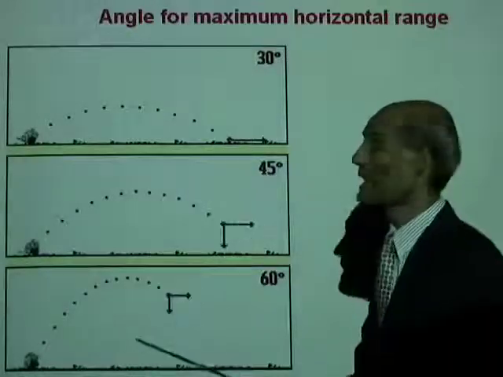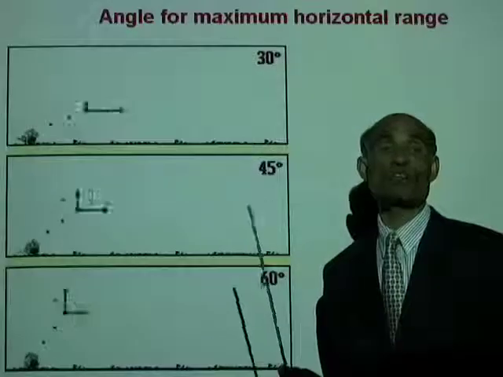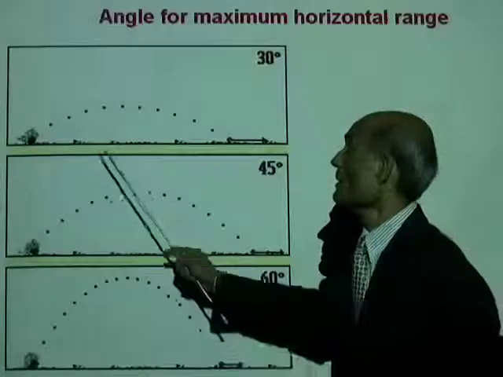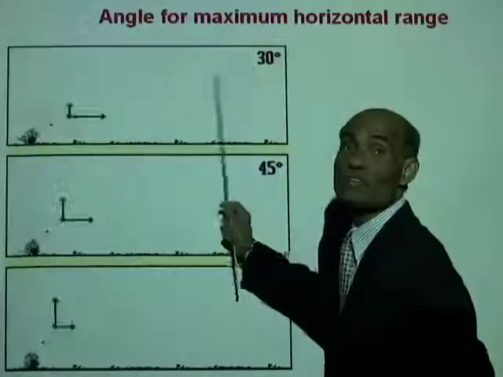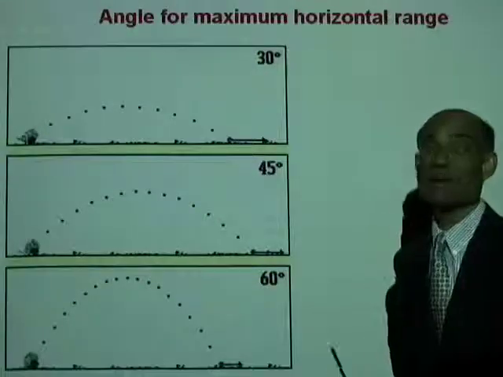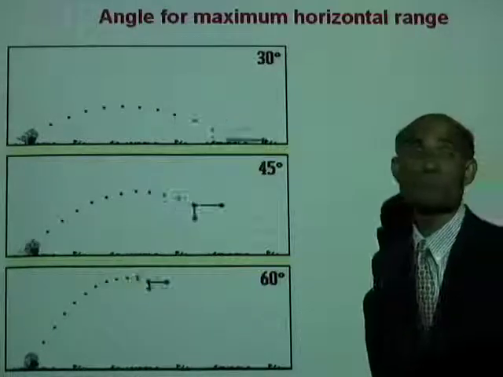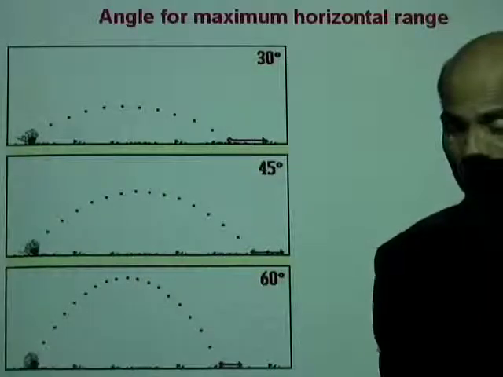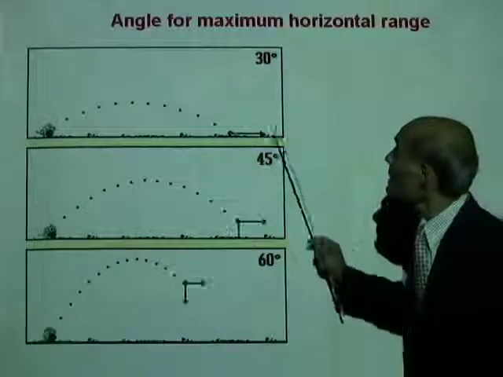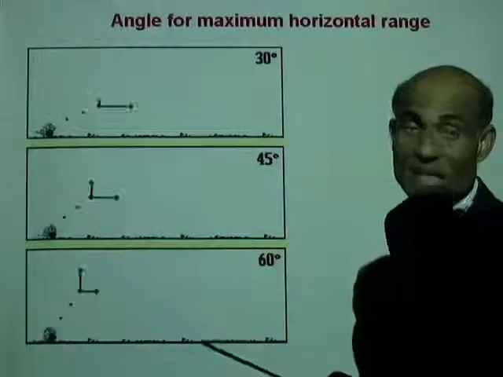Now here I have an animation of 3 angles of projection. The first one is 30 degrees, the next one is 45 degrees, and the last one is 60 degrees. Which of them gives you the maximum range? That's very obvious, is that right? Well, obviously you can see 45 degrees gives you a better range.